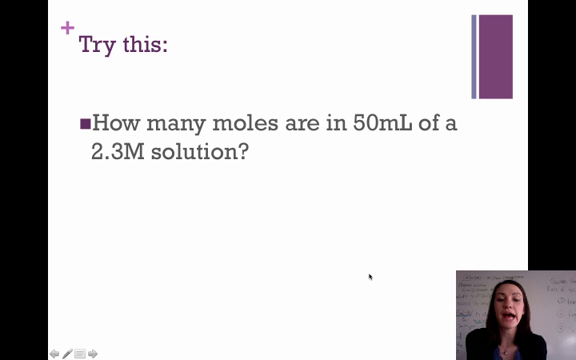The last thing I want you to do is try this out. How many moles are in 50 milliliters of a 2.3 molar solution? Remember, for molarity, you have to use moles per liter. I want you to try this one out in your notebook. We'll go over it at the start of class tomorrow.